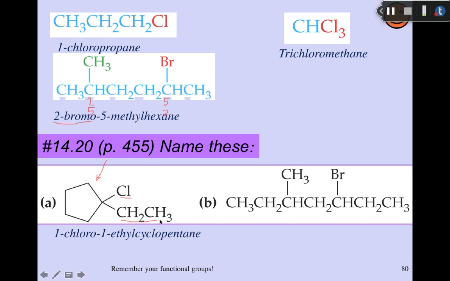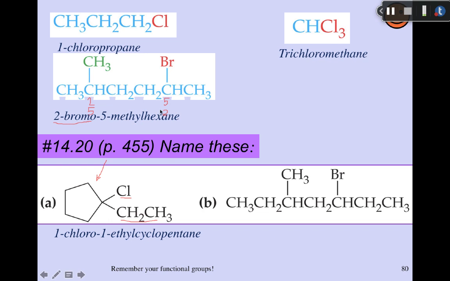If they're on the same carbon, we give them each a 1, and alphabetical order puts chloro before ethyl. The last one on the bottom right, B, has lots more carbons than the other one, so 1, 2, 3, 4, 5, 6, 7 carbons.